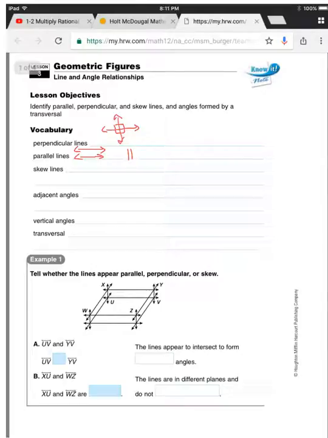Adjacent angles. Oh, and your perpendicular sign, sorry to go off track, but there you go. Adjacent angles are angles that have a common vertex and a common side, but no common interior points. So adjacent angles would be something like this, where you have two angles right next to each other. Okay, they share a common vertex. This is their common side.